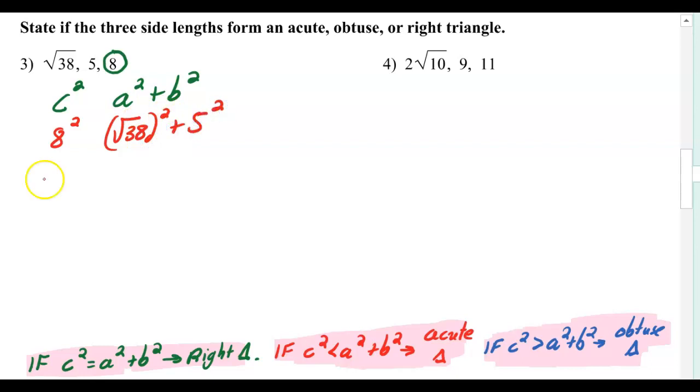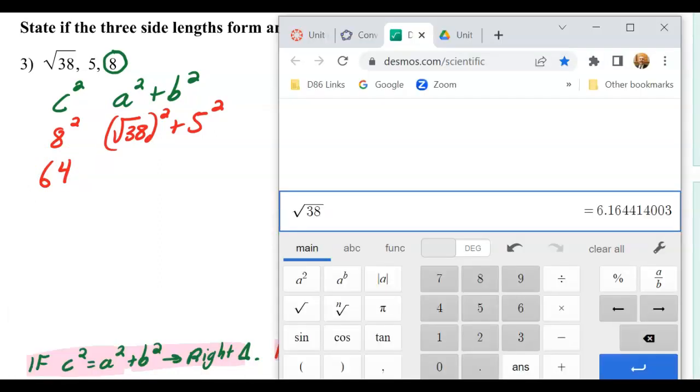And now I need to evaluate these. I know 8 squared is 64. So now I'm going to go to my calculator, and I'm going to type in parentheses, square root of 38. I'm going to move out of the radical, and say squared plus 5 squared, and that is 63.